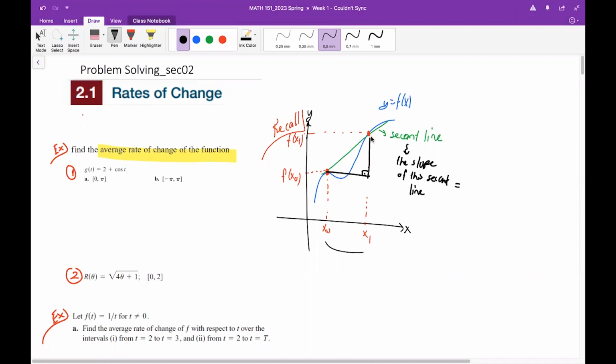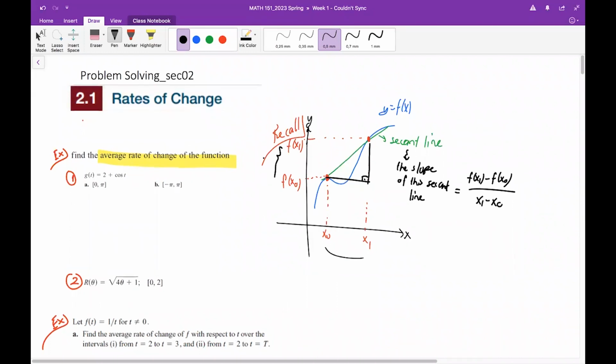Okay, so the length of this side is the difference of these 2 images, right? So I will write there f of x1 minus f of x0, divided by this length, which is given by x1 minus x0. This is obviously the slope of this green secant line here. And it is in fact the same as the average rate of change of the given function over this given interval from x0 to x1. So this is the geometric meaning of the average rate of change of our function.